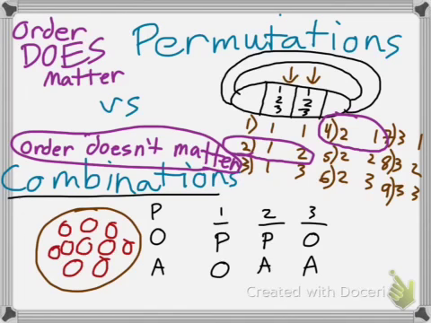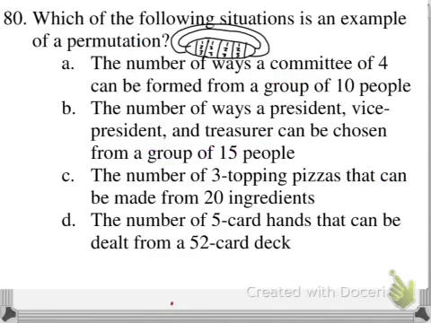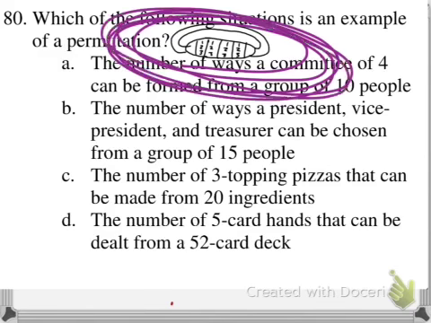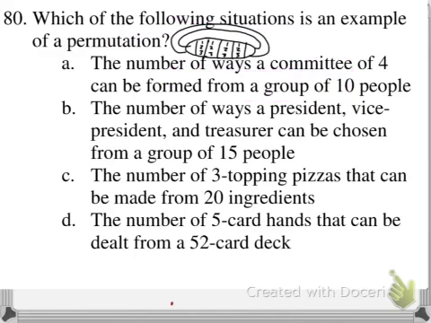So let's go through and do a couple problems from the exam, the practice test, to reinforce this concept. On number 80, it says which of the following situations is an example of a permutation. And I put our permutation lock, right? It's no longer a combination lock, it's a permutation lock, because order does matter. It matters what order we pick the numbers in. So let's see which of these would have the order mattering.